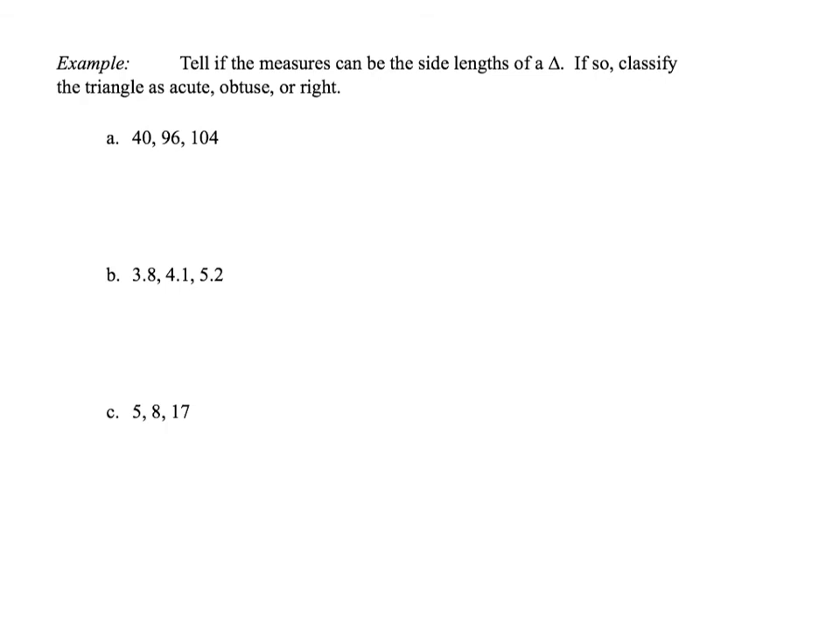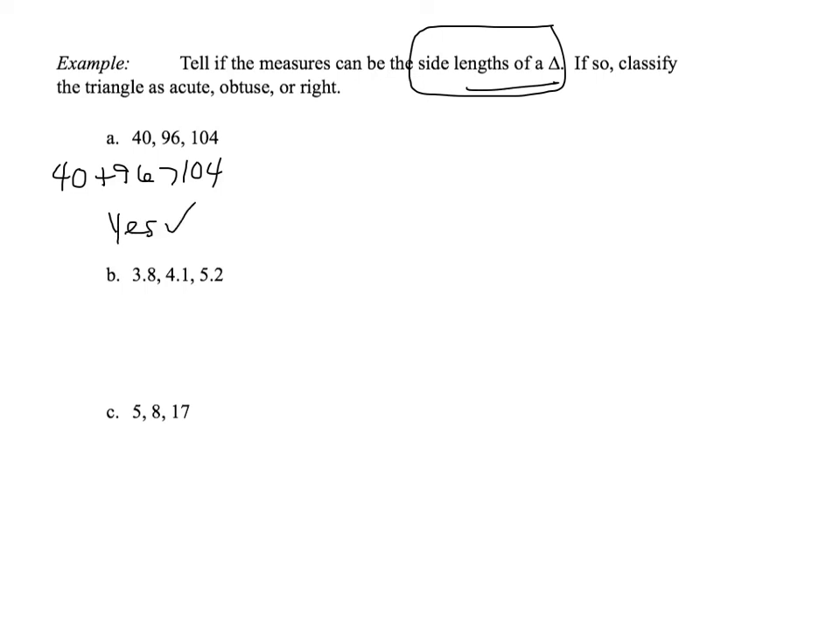Okay, so here we go. I want to know if the measures of the sides could be a triangle, first of all. And then, if so, is the triangle acute, obtuse, or is it right? So first things first, how can we tell if it's a triangle? Well, we can tell if it's a triangle when I add the two smaller sides, the two legs, and it's greater than the hypotenuse. So let's take a look. Is 40 plus 96 greater than 104? Hopefully you said yes. So this is a triangle.